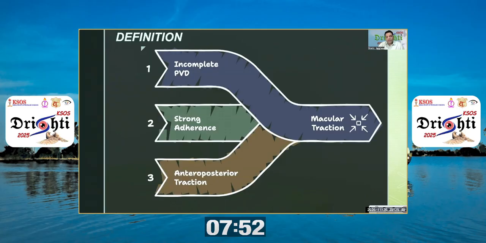The presence of an incomplete PVD is the reason for the vitreomacular interface disorders. When you have an incomplete PVD, it may be attached at the disc and the macula, or may be detached from the perifoveal region. Usually this attachment is extremely strong at the fovea, which over a period of time causes anteroposterior traction, and this finally leads to macular traction.